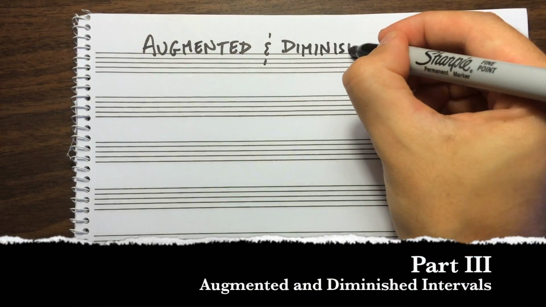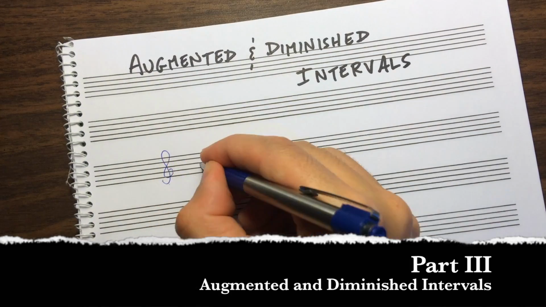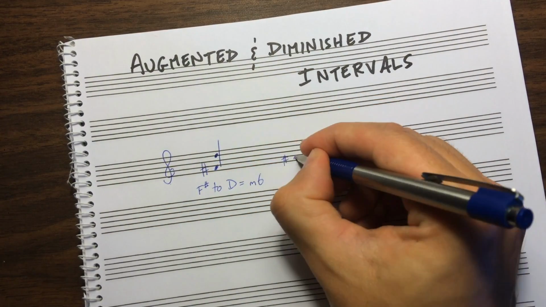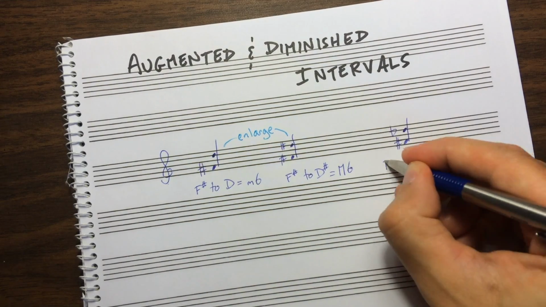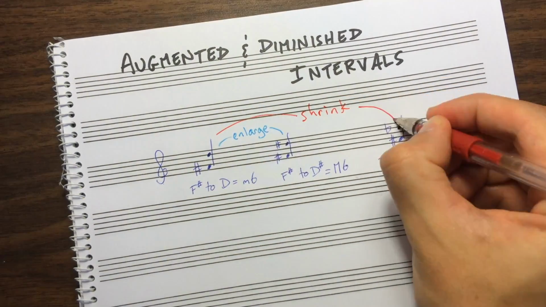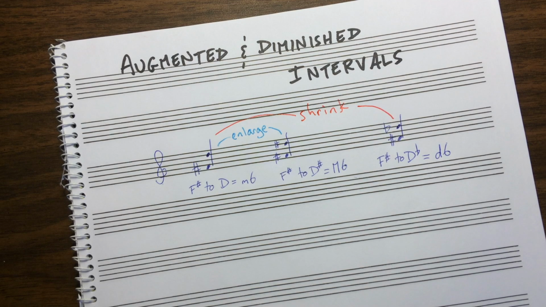You may have noticed that to make a minor interval major, you enlarge it by a half step without changing the note names. If you take a minor interval and instead shrink it by a half step, you get a diminished interval. F sharp to D flat is a diminished sixth. This is not an interval you will encounter frequently.